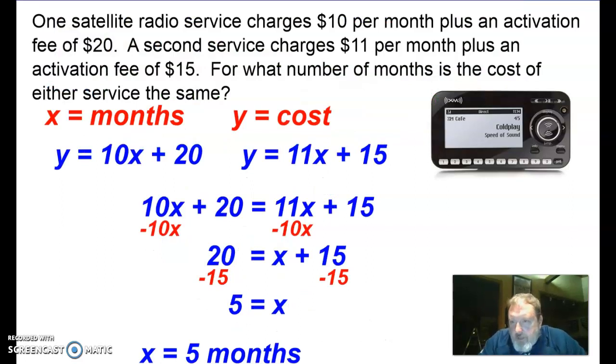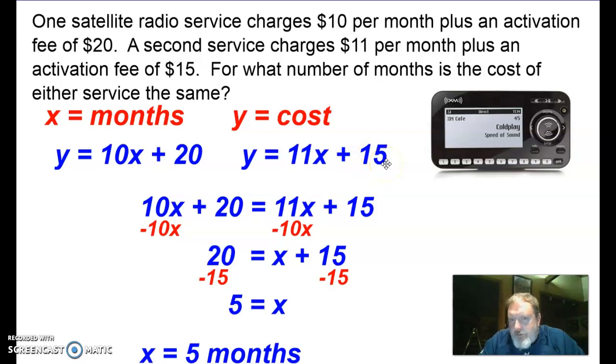All right, as you drive around in your car with your parents, you probably have XM or Sirius or some form of satellite radio, possibly at home or in the car. And so they have a monthly fee and you have your cost. So one service is $10 a month plus an activation fee of $20. And the other one is $11 a month and a $15 activation fee.